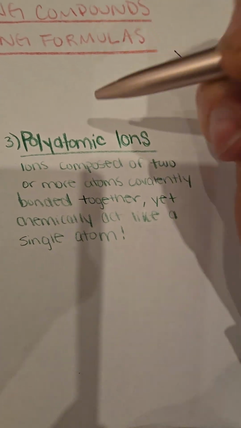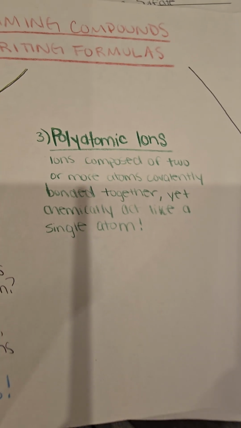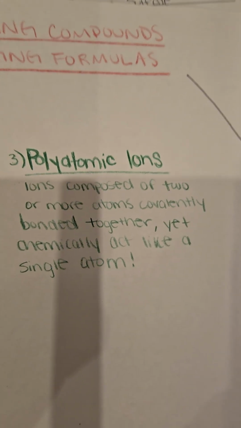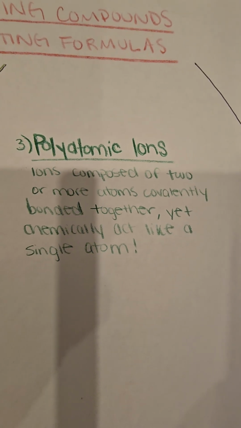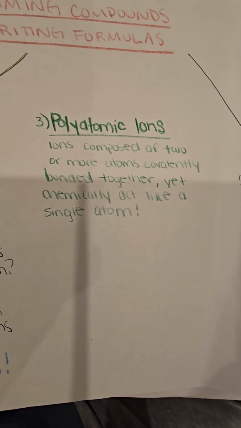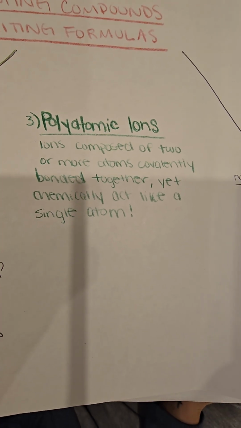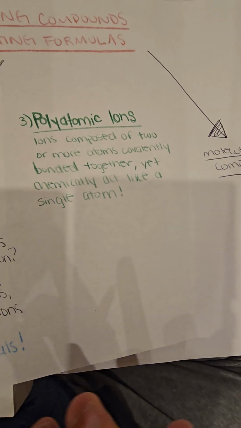Okay. Yay, we've reached our final video for ionic compound chemical formulas and naming. And these are our polyatomic ions. These are ions composed of two or more atoms covalently bonded together, yet chemically act like a single atom.